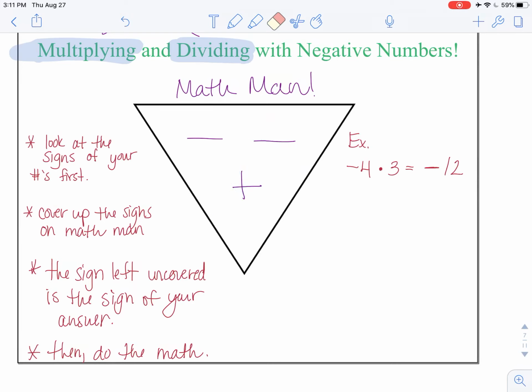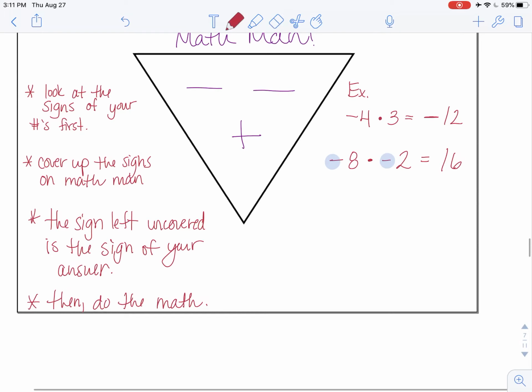Let's practice a couple more times. If I have a -8 times a -2, I have a negative times a negative. So I cover up a negative and I cover up the other negative. What I have left is positive and positive, so I don't need to put that positive sign there, but I can. 8 times 2 is 16.